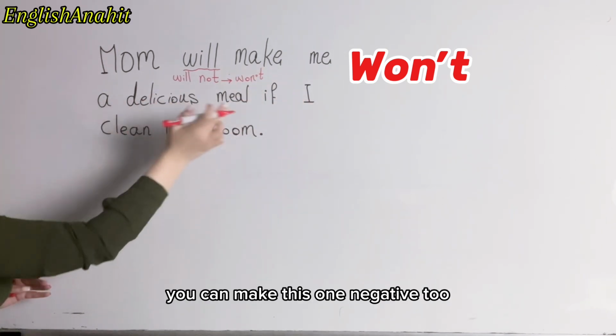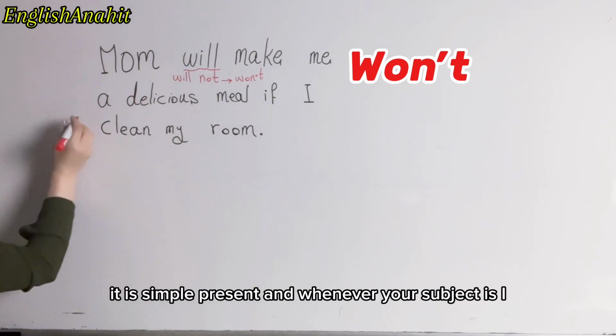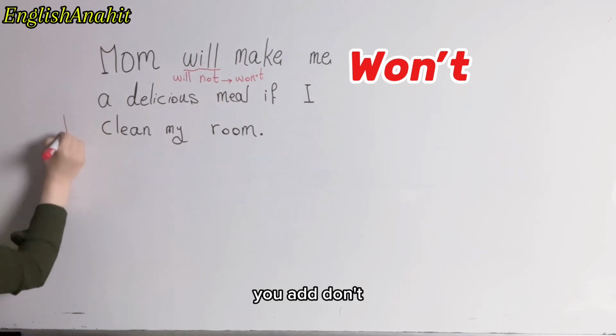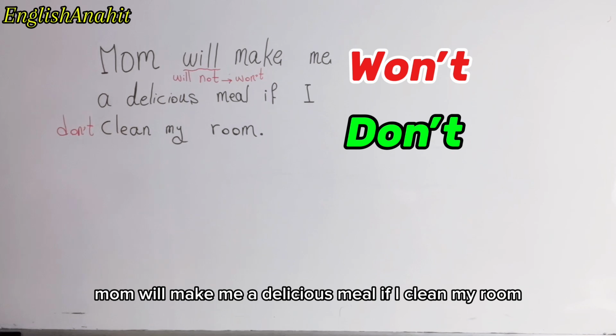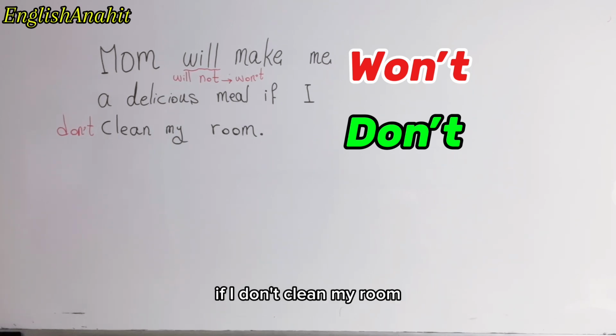You can make this one negative too. Here you have clean, it is simple present, and whenever your subject is I, you add don't. Mom will make me a delicious meal if I clean my room, but she won't make me a delicious meal if I don't clean my room.